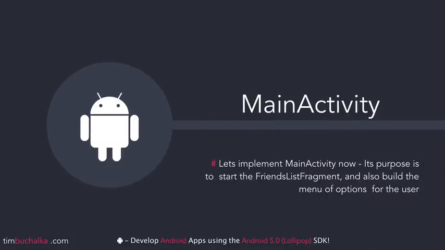It's now time to create the main activity. Well, it's already created. We need to edit that. Of course, when we create a new project in Android Studio, it creates the main activity automatically. But the purpose of the main activity in the context of this application is to start the friends list fragment and also build the menu of options for the user to select from. So let's get into that now.